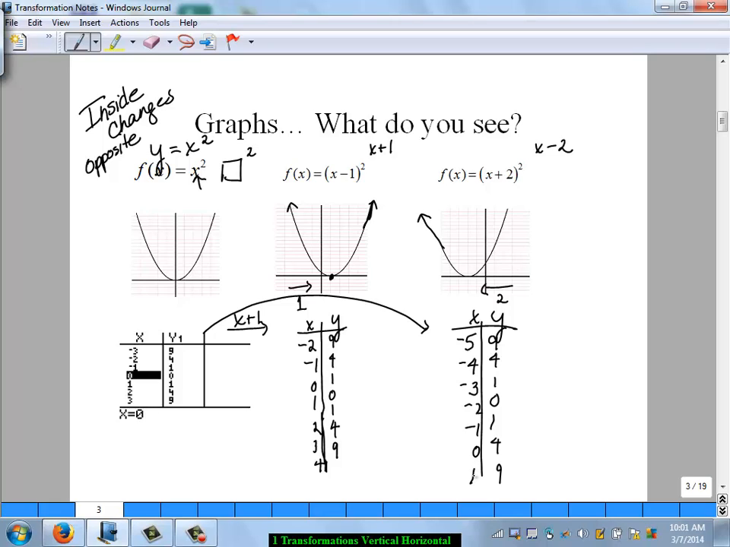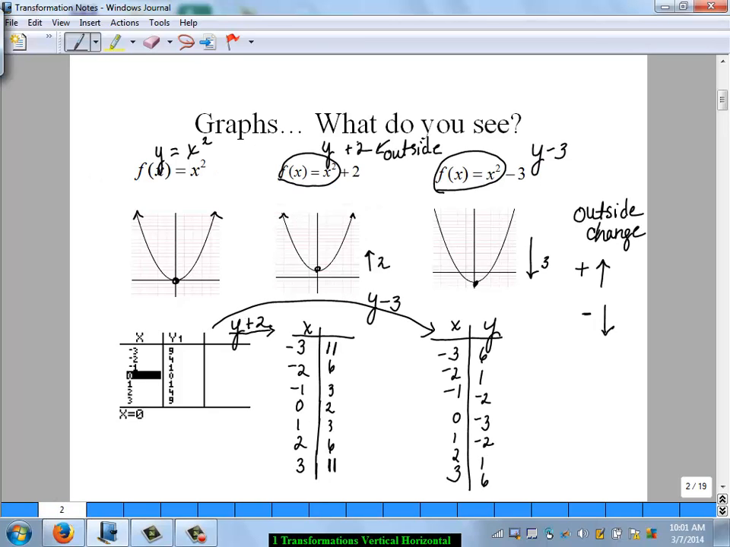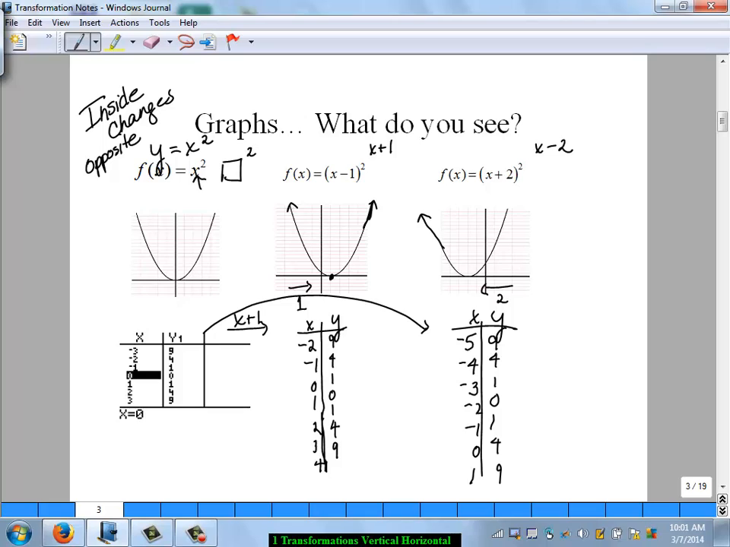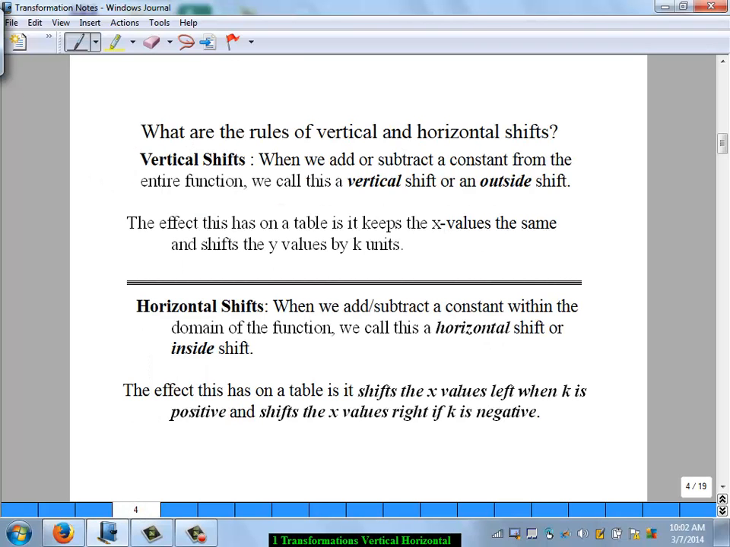The one thing I want you to notice is that outside functions go the way you think. Positive is up, negative is down. When I switch it on the inside, or my x values, when I'm shifting it left and right, it's the opposite of what you think it should be. All right, so let's summarize. What are the rules of vertical and horizontal shifts?